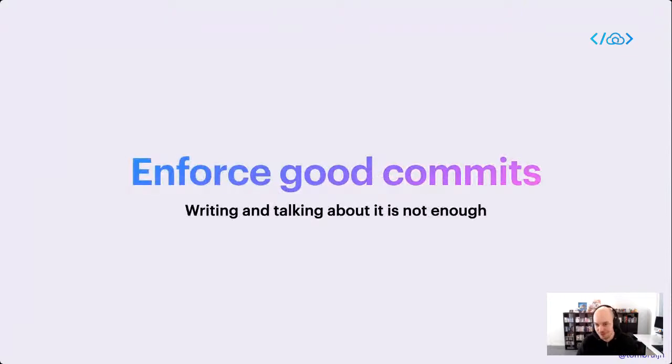One of the things we can do is try and enforce this, like automated checks to make sure that the commits we write are actually pretty good. Because writing and talking about this is not good enough, people forget. So let's look for some tooling. And as I was doing this, I was looking for a tool that I could use in my own team to check for these kinds of things that I wanted to check on.